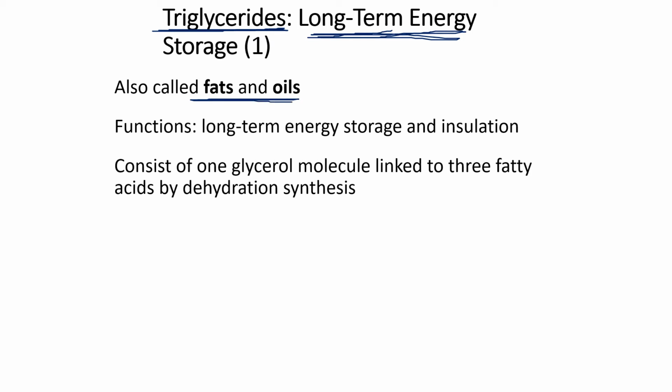Besides the energy storage, they have some protective abilities, both by insulating the body and by cushioning certain parts of the body. Your kidneys in particular are cushioned by fat tissue. The way we build them is we have 1 glycerol and 3 fatty acids. And even though they're not a true polymer, they're still linked together by dehydration synthesis. So it's 1 glycerol and 3 fatty acids. The tri here means 3, and glyceride is talking about glycerol that's linked to something. So the name tells you how it's built.